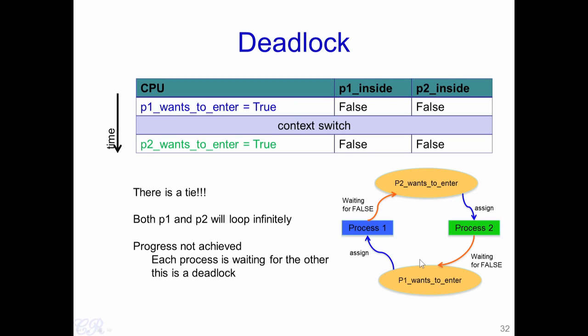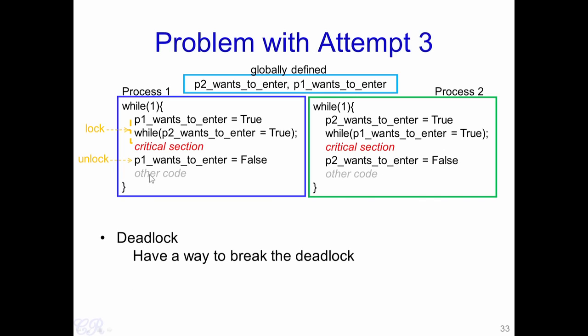So, in a later video we will look more into details about how deadlocks are caused and how they can be prevented and avoided. So, let us see what the problem was with the third attempt. Essentially, we had the process setting its flag and waiting for the other process's flag to be set to false. And we have seen that because both processes may enter into the while loop and wait for each other, we would have a deadlock situation.